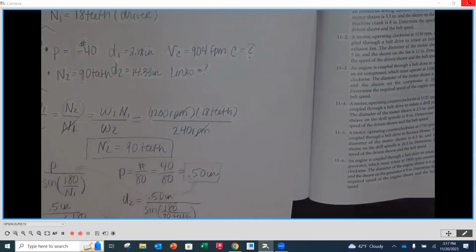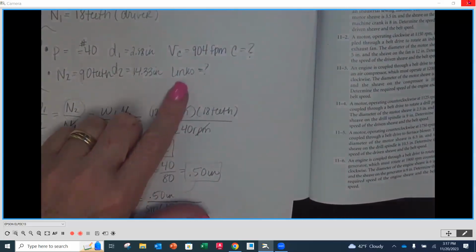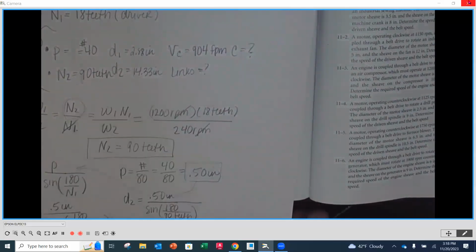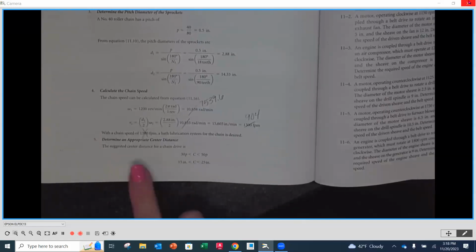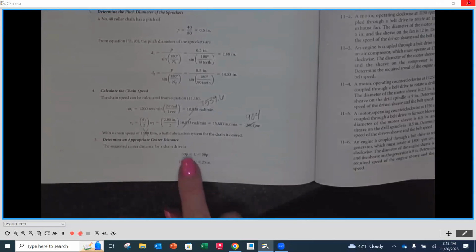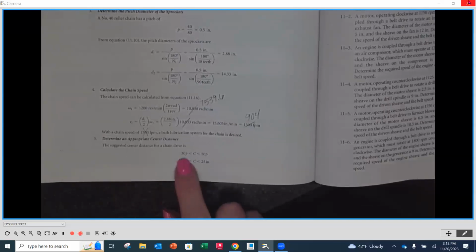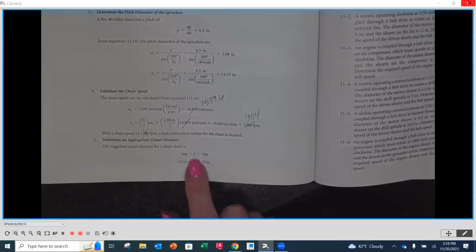We need to determine the length of our chain that's going to be going around our sprockets in links. And we also need to determine what the center distance is going to be. In step number 5, they set up a range. They took 30 times the pitch. The center distance has to be greater than that, and less than 50 times the pitch.